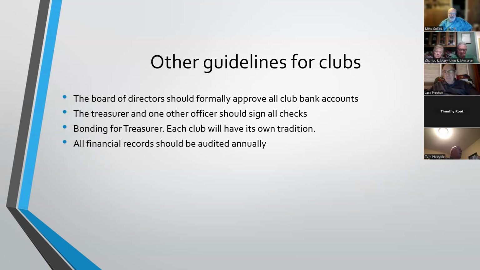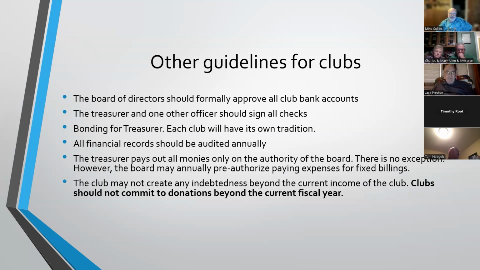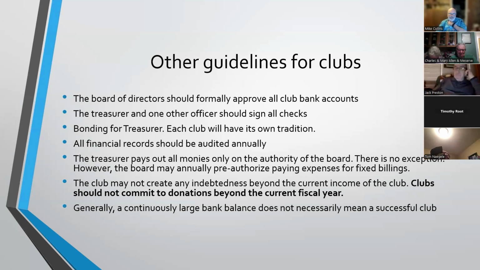And back to that audit thing. These are just reviews of things. All money that you're paying out as a treasurer basically needs to be approved by the authority of the board. However, if it's in your bylaws, you can pre-authorize paying expenses for fixed billings. And this is that one: a large bank balance does not necessarily mean a successful club.